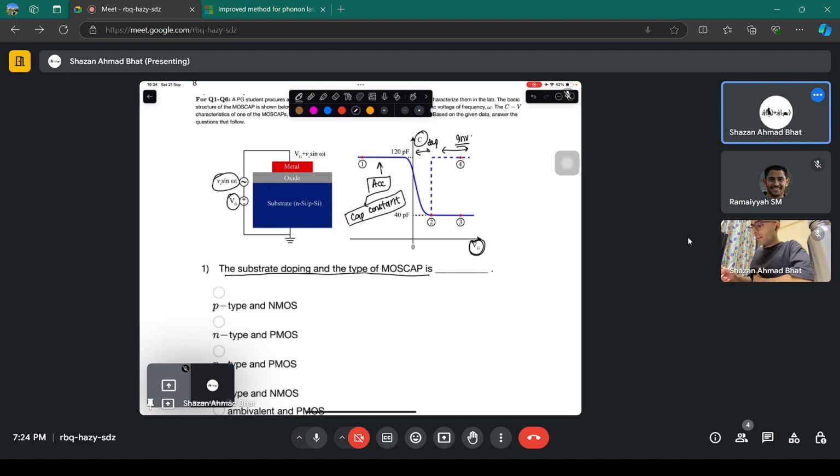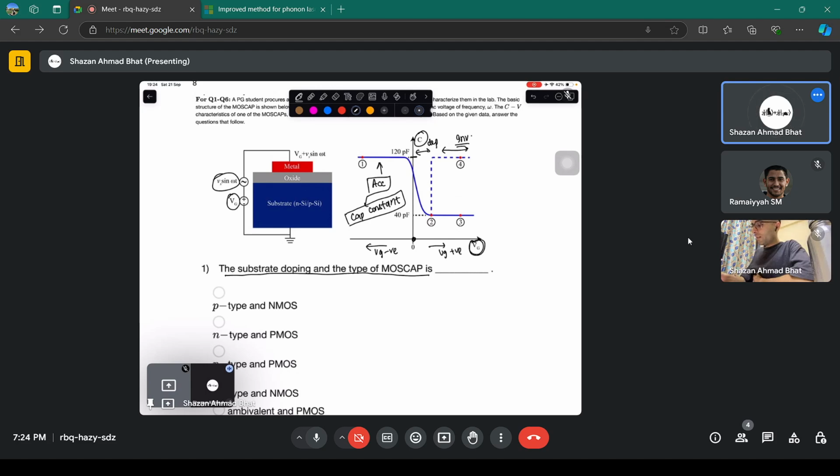Okay, and it's at the maximum value, this value, 120 picofarads. And this has been achieved by applying a negative gate voltage. This side is positive gate voltage, this is zero. Whenever you have the negative voltage and accumulation occurs, you know that it's a p-type. The scenario we showed earlier.